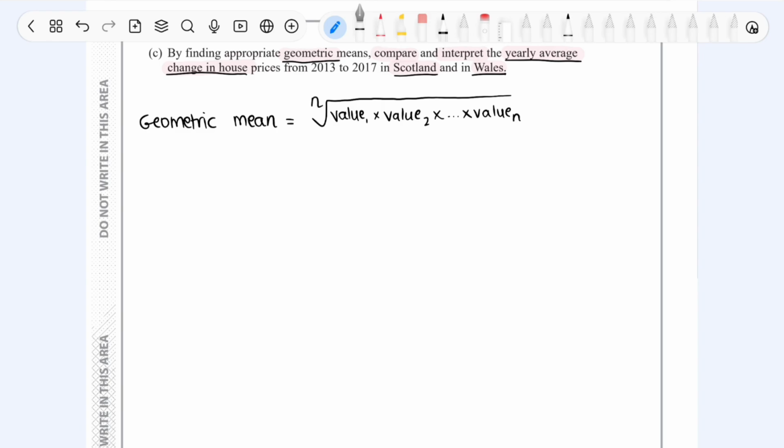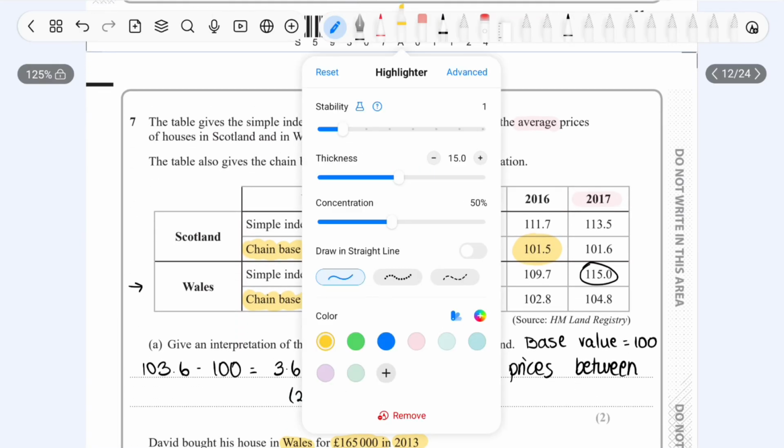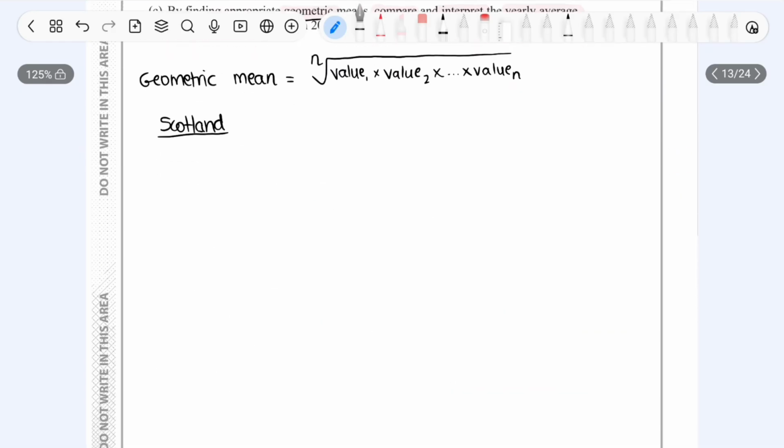Anyways, we're going to use this formula and we're going to plug it in for our Scotland and Wales house price increases. So we'll start with Scotland. Okay, so if we look at Scotland, and that is everything in this row here, so let's just highlight it. We're looking at all of these. So basically we're just going to multiply each of these and take the nth root of it. And the n here is 4 because there are 4 years. So I'll go ahead and I'll write this all out.